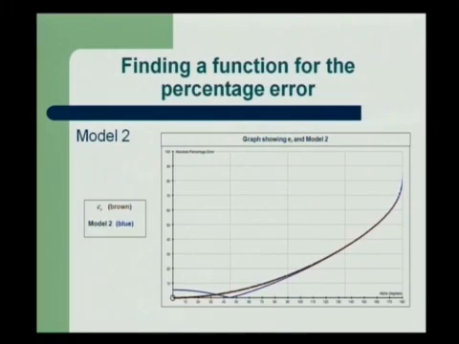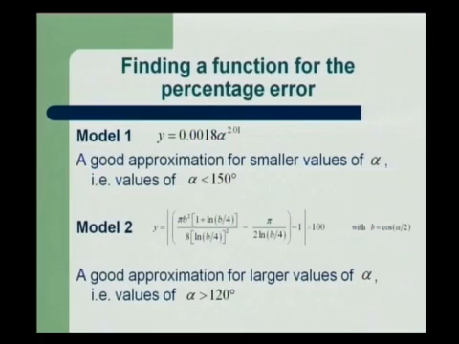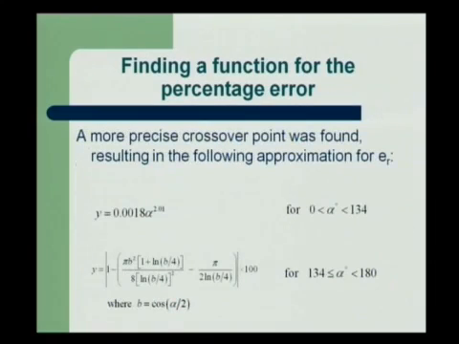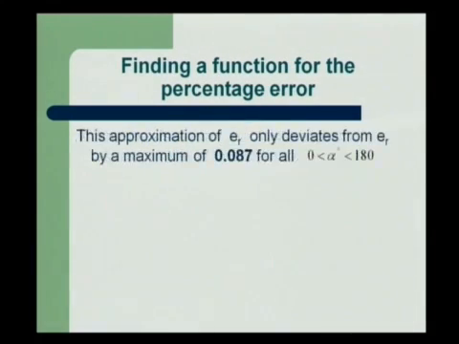If we now graph model 2 against the absolute percentage error, you can see that it is an excellent approximation for the absolute percentage error for larger values of alpha. Thus, we have two models which are good approximations for the absolute percentage error over different values of alpha. Thus, we can combine the two functions over different ranges of alpha to get the following approximation for the absolute percentage error. And this approximation only deviates by a maximum of 0.087 for all permissible values of alpha.